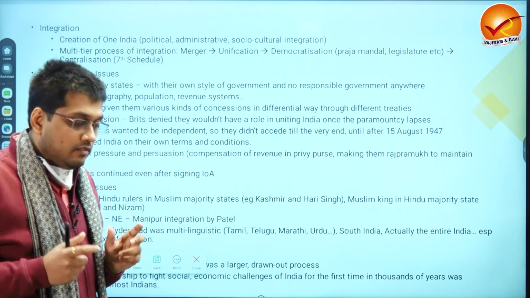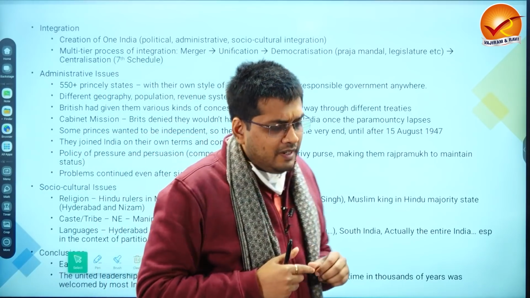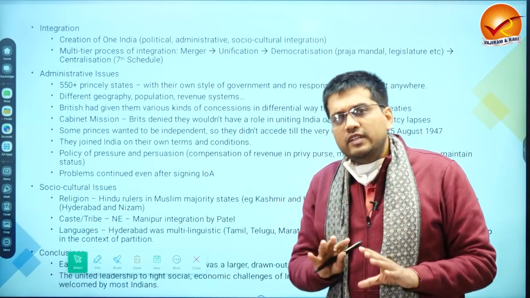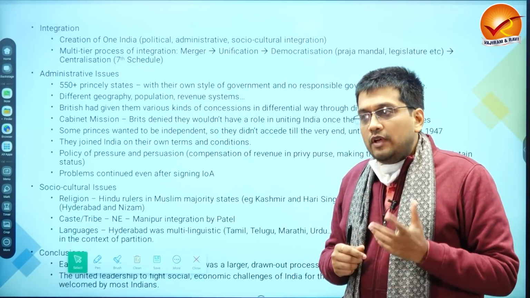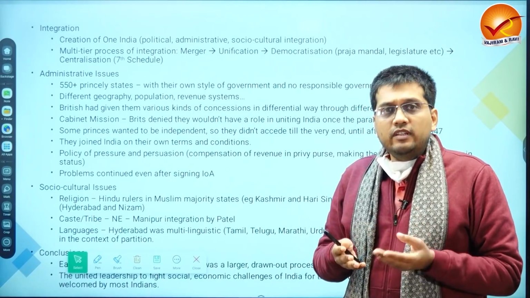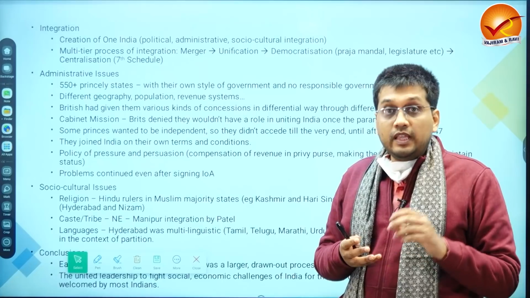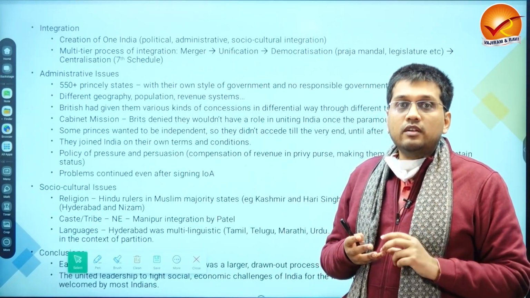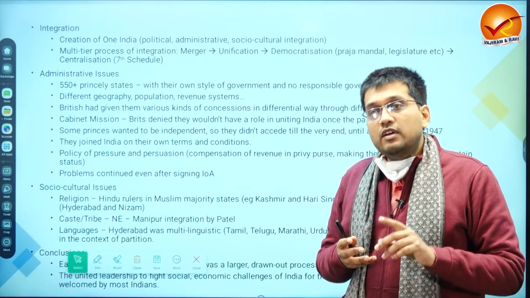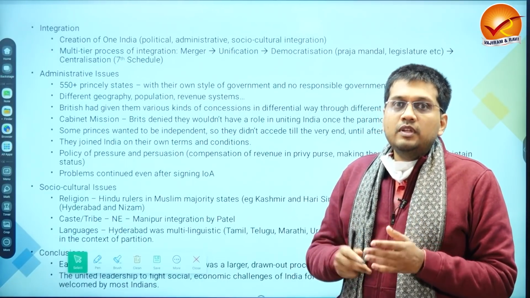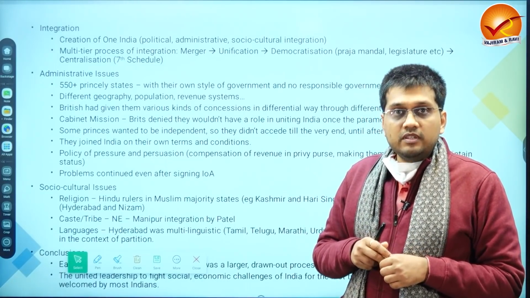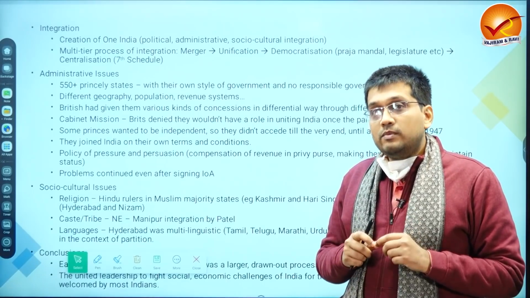We have some social, cultural issues also, which are chiefly in a very broad sense of three types. One is of religion. We have some states which have Hindu majority and the king is Muslim, like in Hyderabad, in Junagadh. We have some states which have exactly the opposite of that. The population is Muslim, the king is Hindu, like Hari Singh in Kashmir. These things created their own problem of integration.